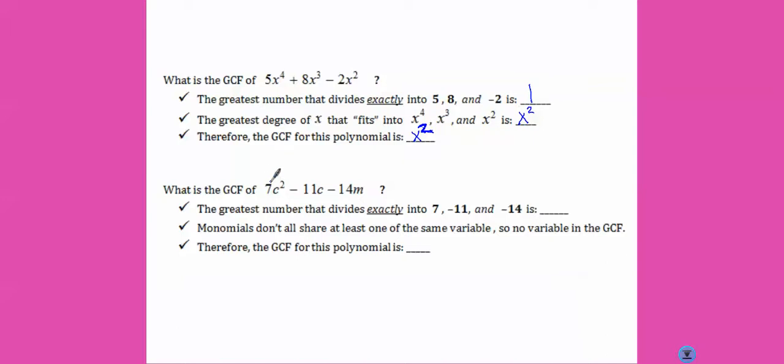What is the GCF of 7c squared minus 11c minus 14m? The only thing that goes into 7, negative 11, and negative 14 is 1, and they don't have any variable in common, so our GCF is just 1.